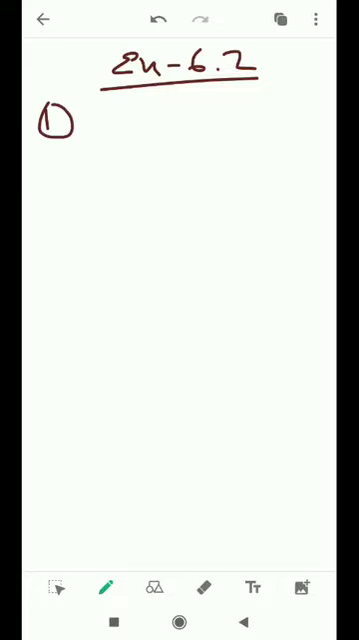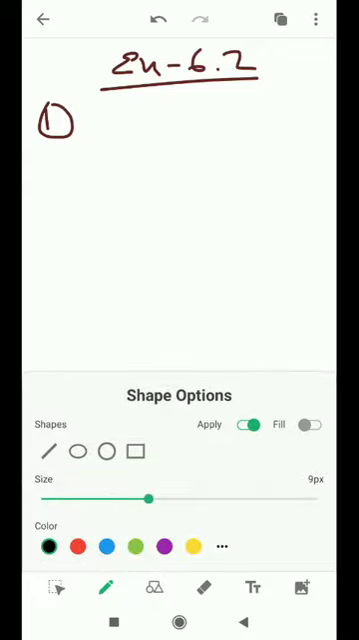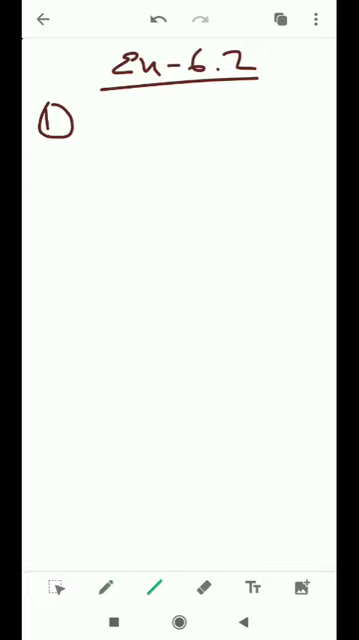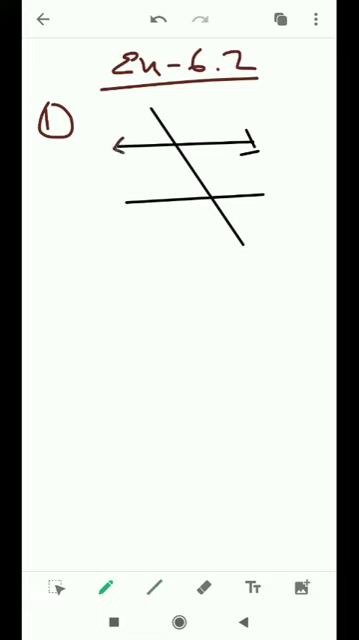Now I'm going to start exercise 6.2. So exercise 6.2, question number 1. The diagram is given something like this. Two lines are there, one is this one, another is this one, and one transversal cuts them. So this line is given as AB, this line is given as CD, and the transversal name is not given.